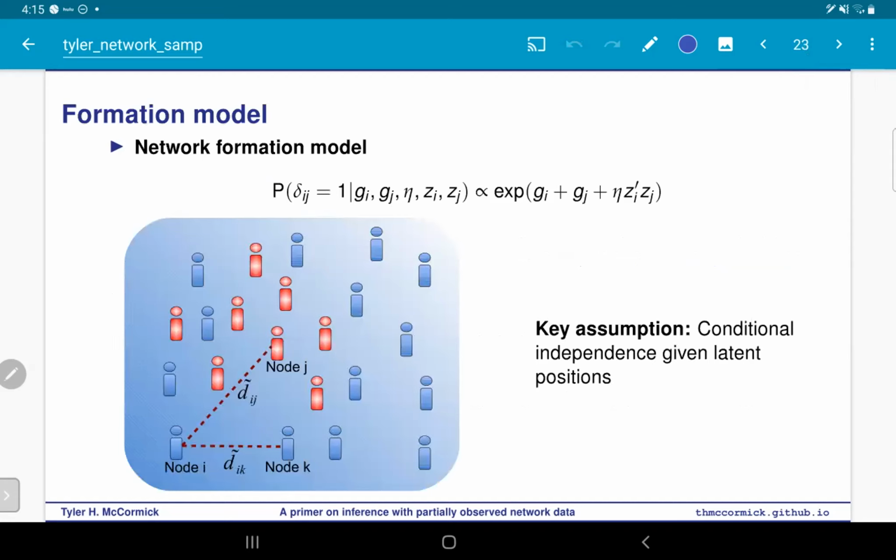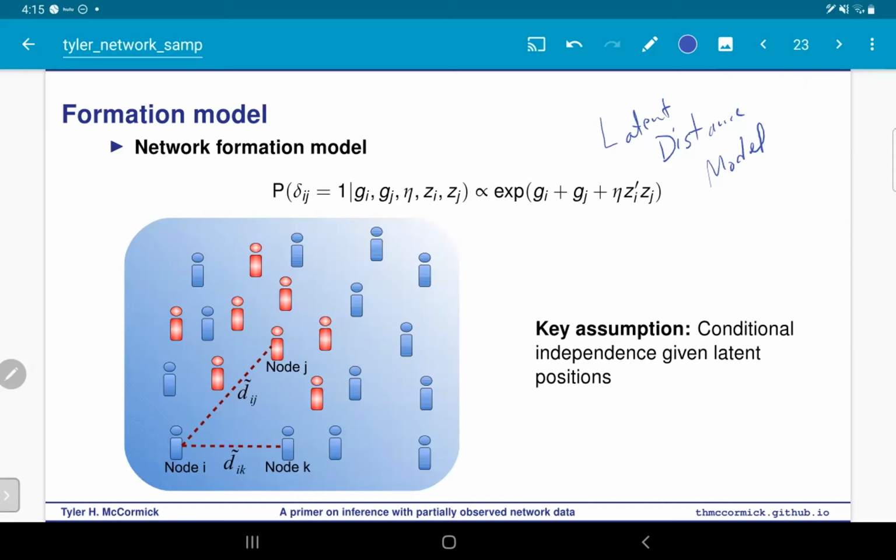Okay, so the formation model or the probabilistic model that I'm going to assume is what's called a latent distance model. And this latent distance model has been used widely in the networks literature. An early reference to this latent distance model is a paper by Hoff, Raftery, and Handcock from 2002 in the Journal of the American Statistical Association.